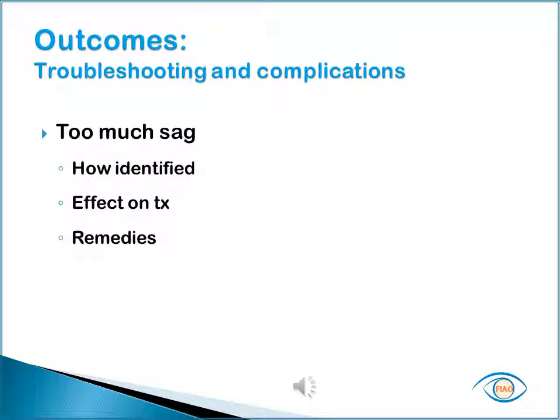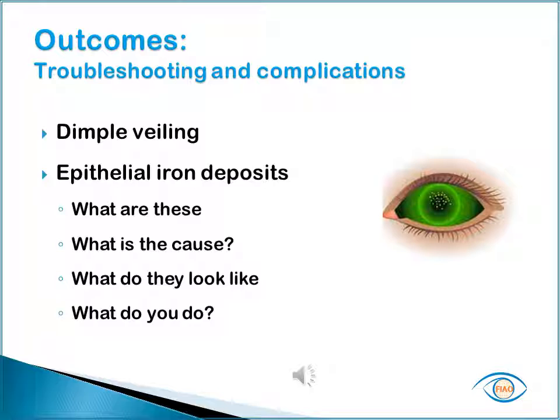Do you know what too much sag looks like? Do you know what effect it has on the fit? You better know, because that is also going to be on the test, so know it cold. There are other outcomes that happen from an Ortho-K fit, and you can see them right here: dimple veiling, iron deposits. They aren't big deals, but know what they are, know what they look like, and what are the causes, and what do you do about them, if anything.